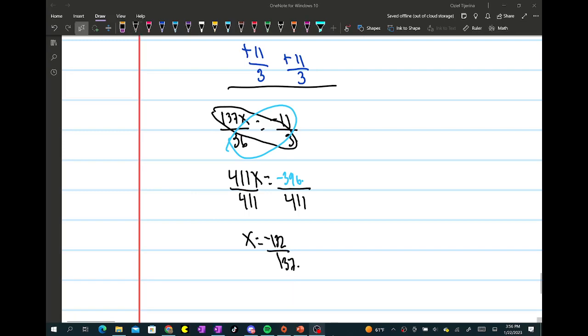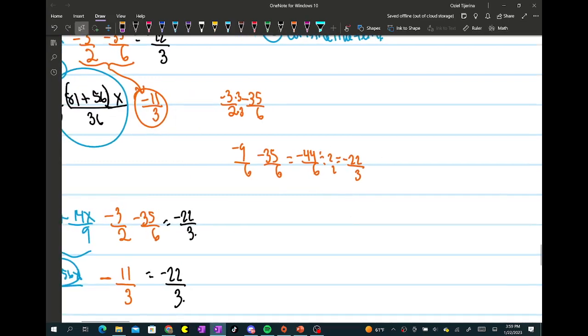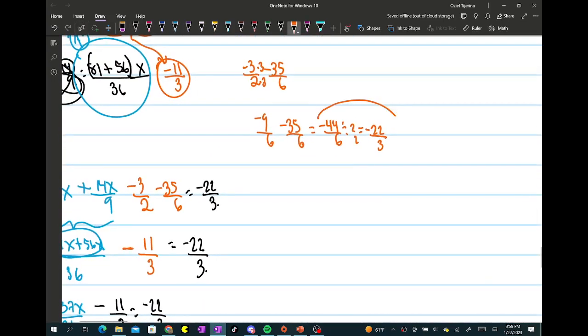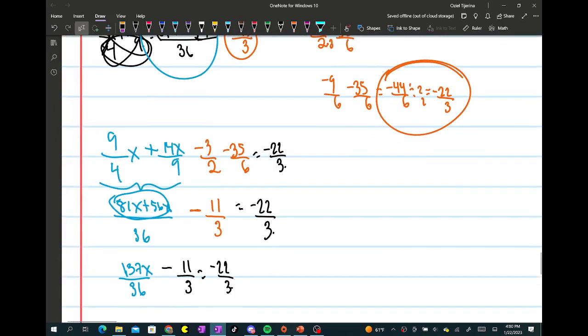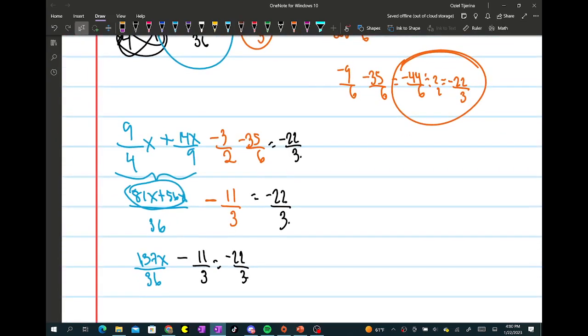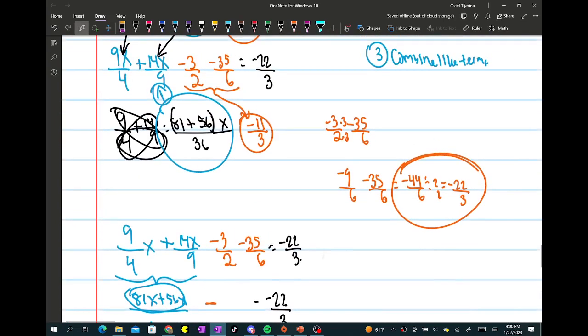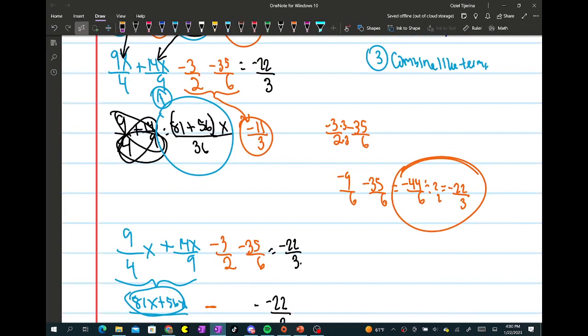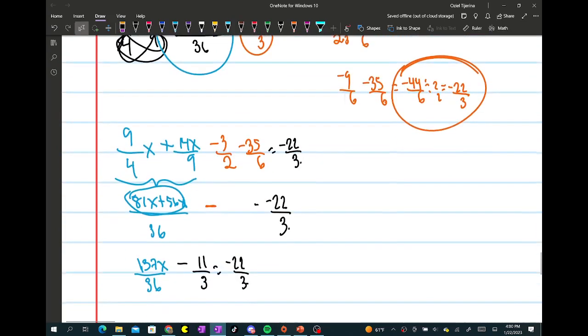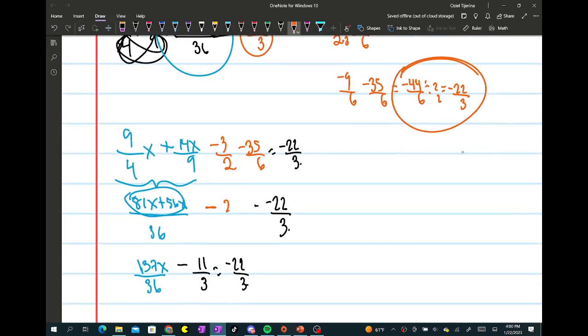Give me 1 second. Okay, so I made a small typo, guys. This is supposed to be negative 22 over 3, not negative 11 over 3. I'm so sorry. So this is going to be minus 22 over 3. Yeah, minus 22 over 3.